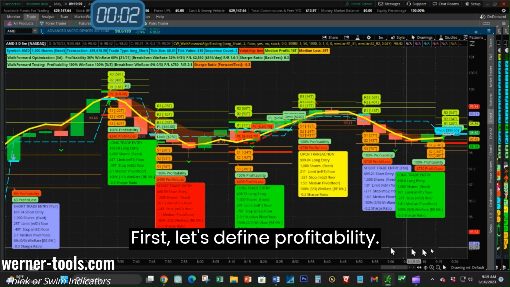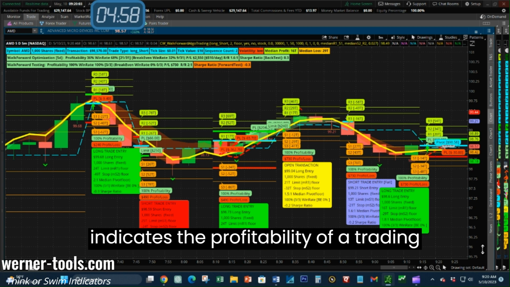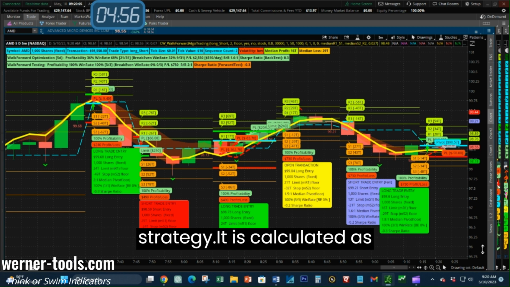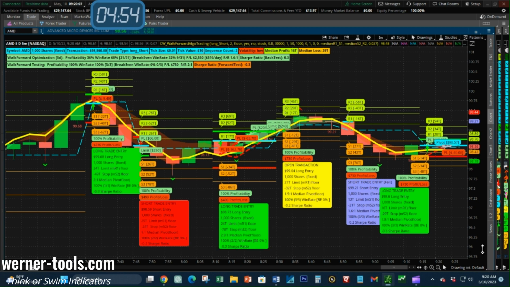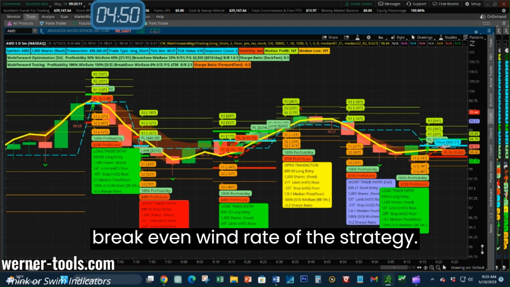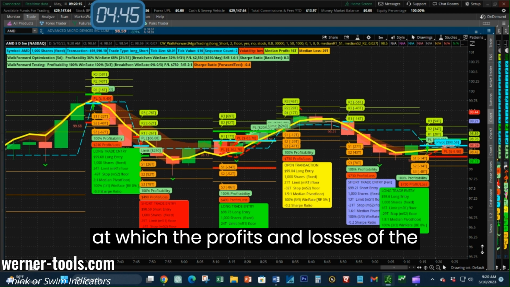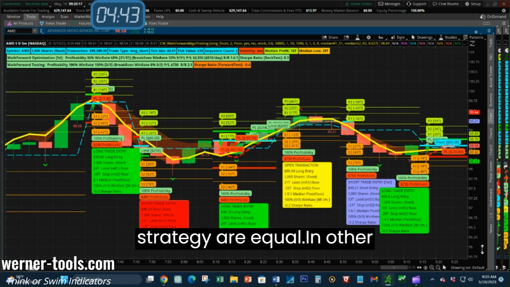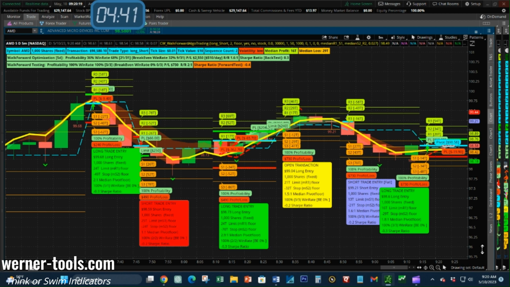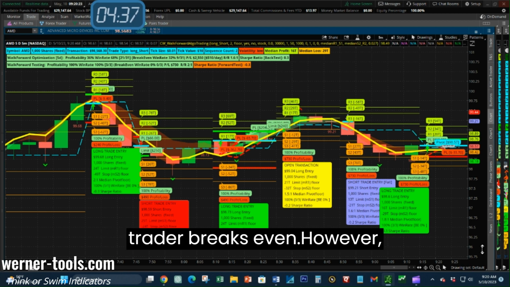First, let's define profitability. Profitability is a measure that indicates the profitability of a trading strategy. It is calculated as the difference between the win rate and break-even win rate of the strategy. The break-even win rate is the win rate at which the profits and losses of the strategy are equal. In other words, it's the win rate at which the trader breaks even.